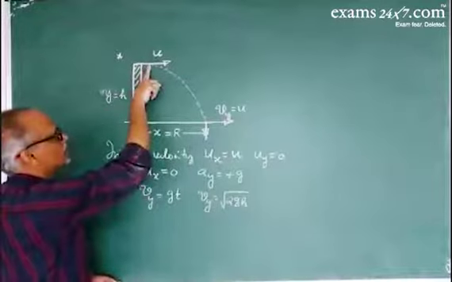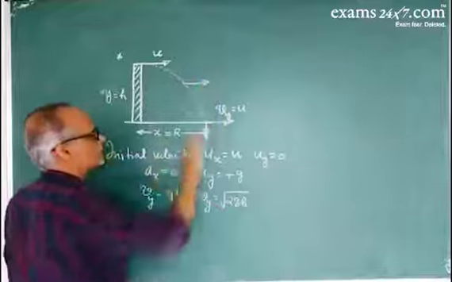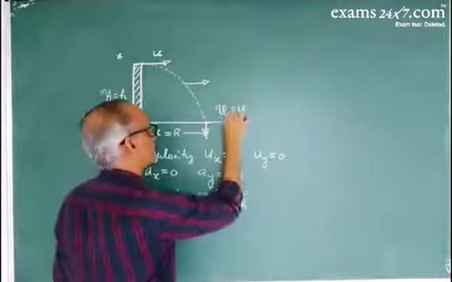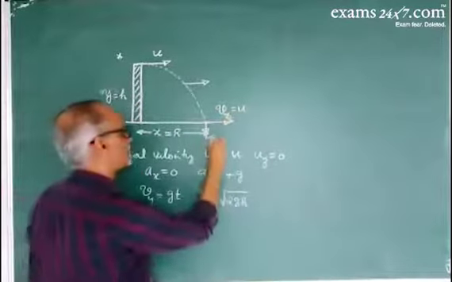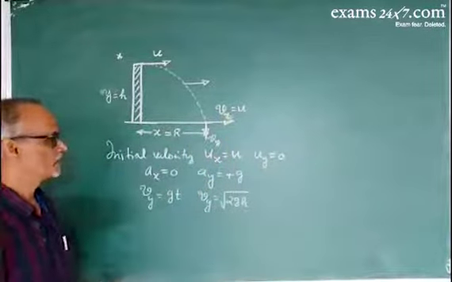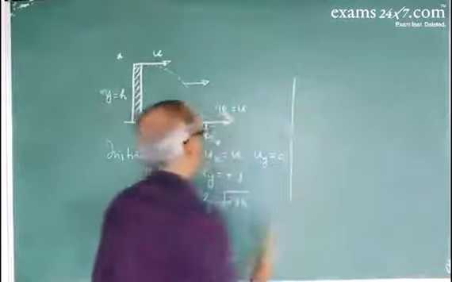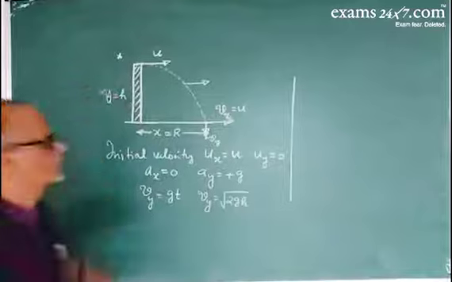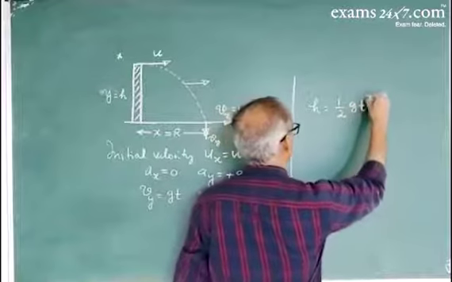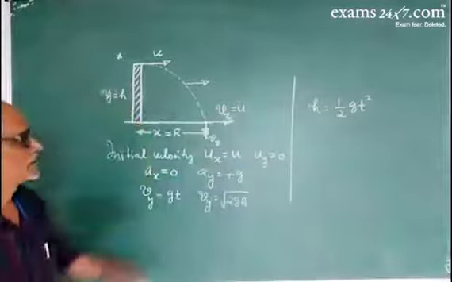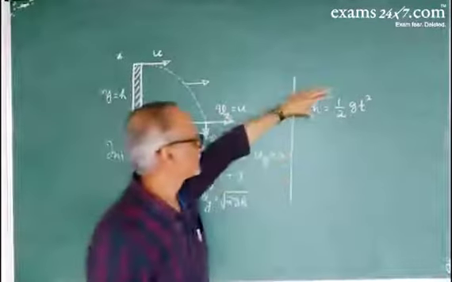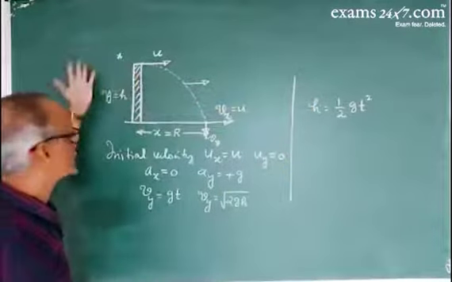So if u is the horizontal velocity here, at every instant the horizontal velocity remains the same. This is not Vy, this is Vx equal to u. And the value of Vy is given by this equation. So how to find the vertical distance, which is h? h is equal to half g t square, using s equal to ut plus half g t square. From this we can find the vertical distance covered, which is the same as y.